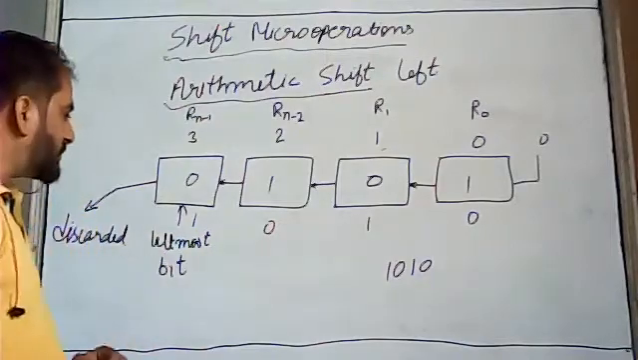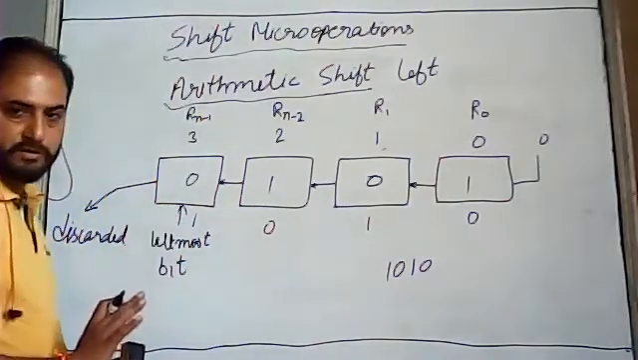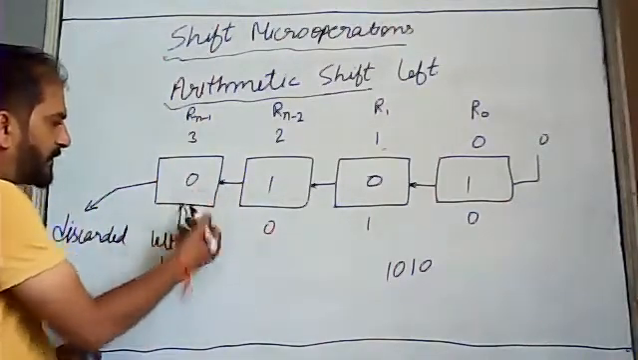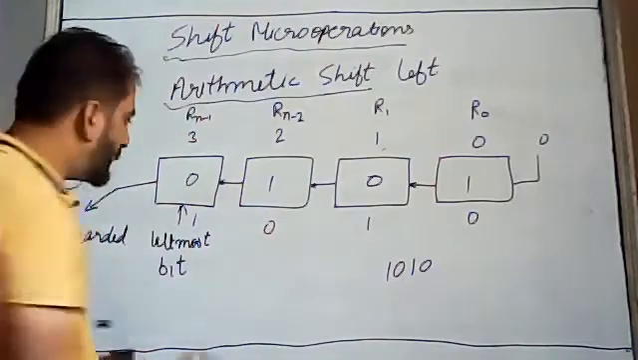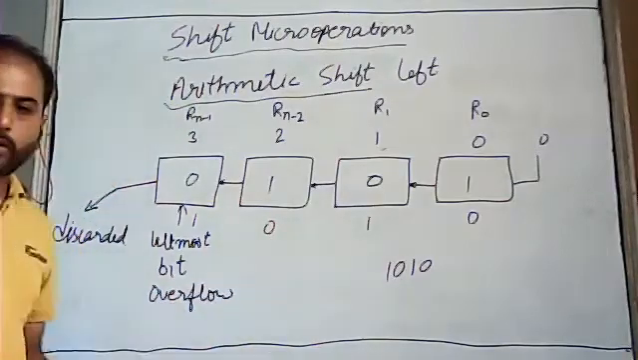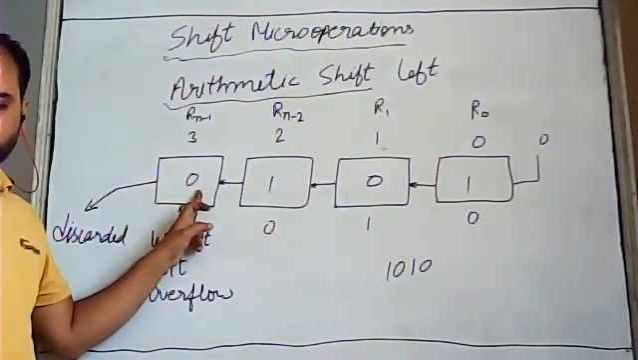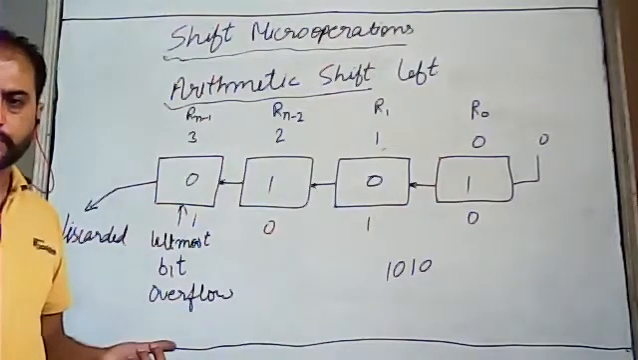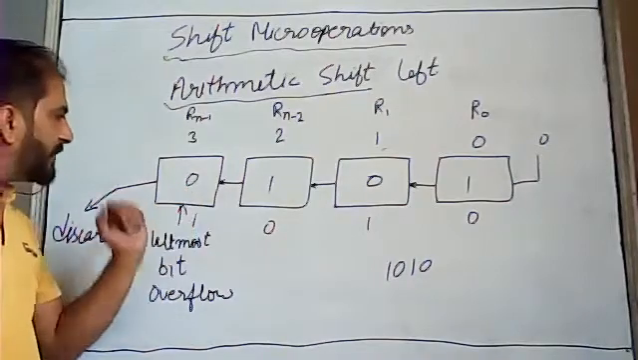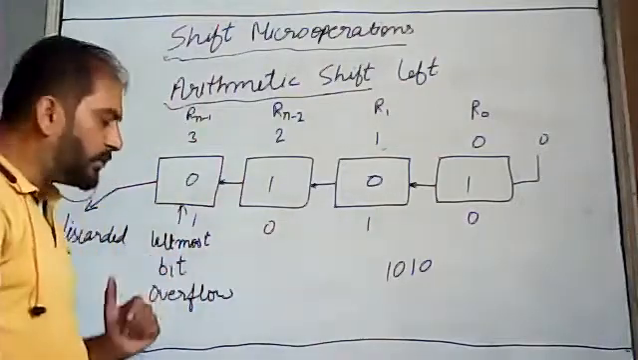So this situation, when the sign changes, when 0 becomes 1 or 1 becomes 0, is called overflow. Overflow means the leftmost bit changes. If initially it is 0 and after performing the operation it becomes 1, this means the number has been changed. So this is called overflow condition.